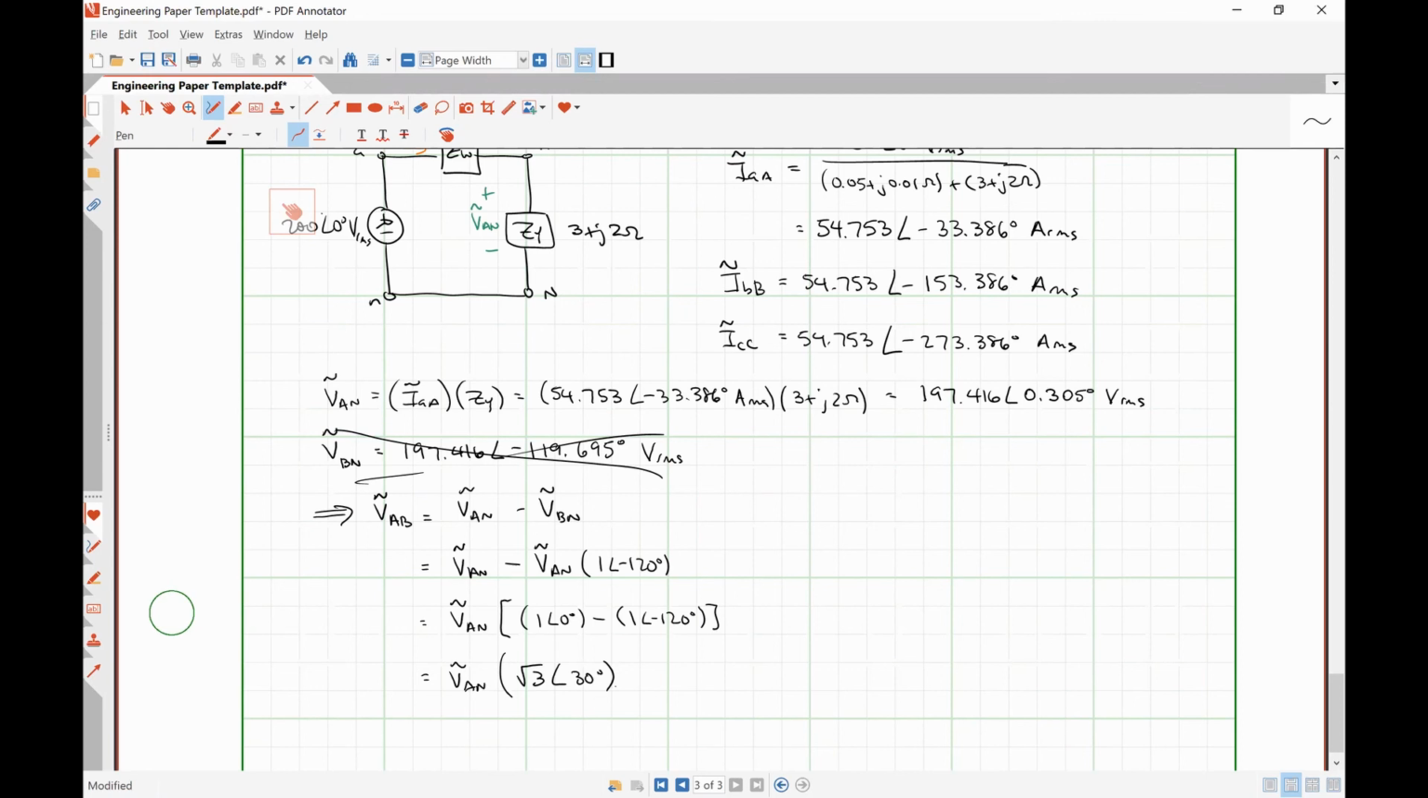Just double check that that complex number relationship gives exactly that. I'm 99.999% sure it is correct, but it can't hurt to check. Yep, square root of 3 angle positive 30.